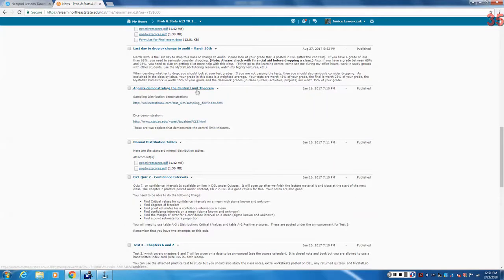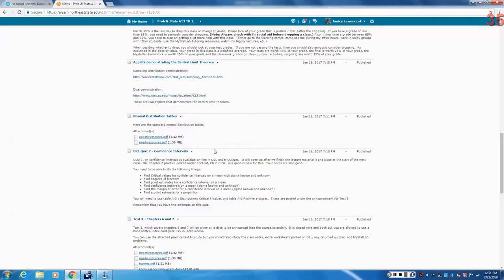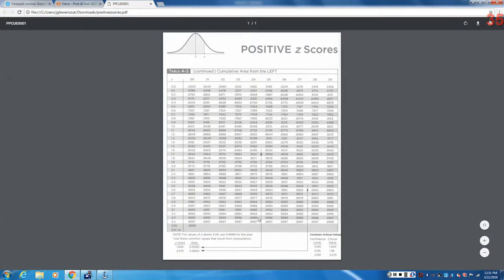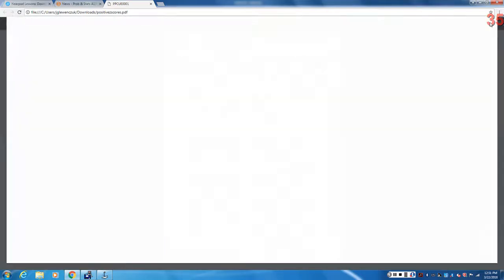There's applets demonstrating the central limit theorem. Oh, here's the normal distribution tables, down here. I had to click show all. It's also under content, test reviews, I believe, test 3. Positive and negative z-scores. See, the positive one's what I want. You probably don't need the negative z-scores paper, but this one has common critical values at the bottom of it. So I'm going to hit print.